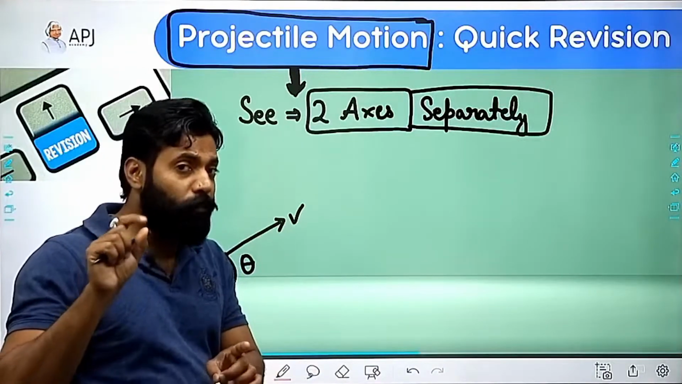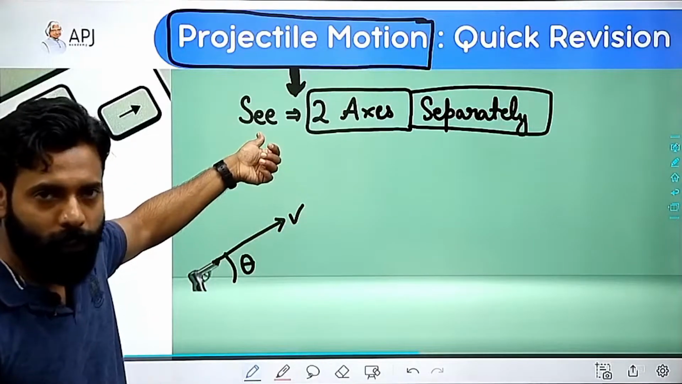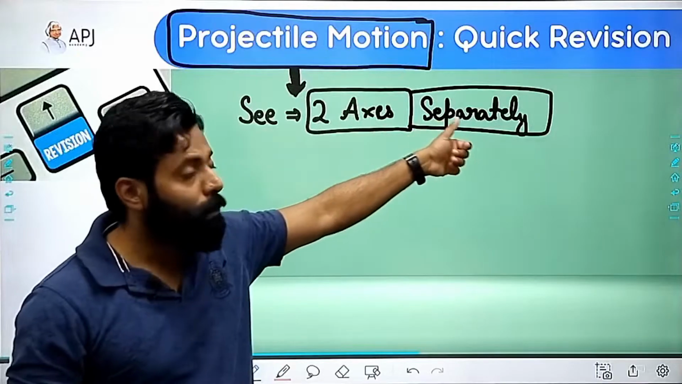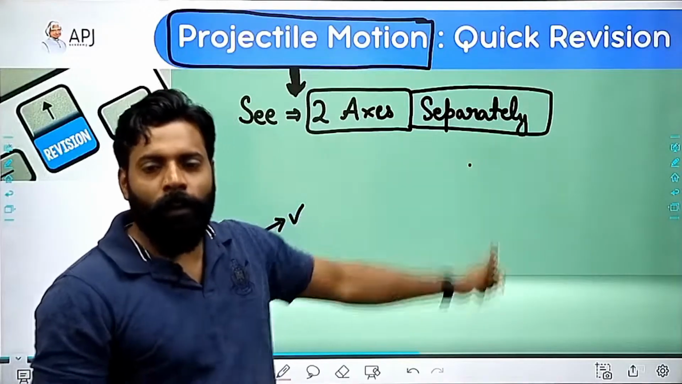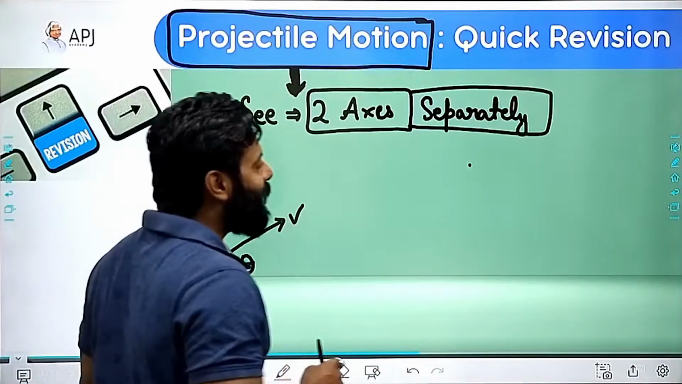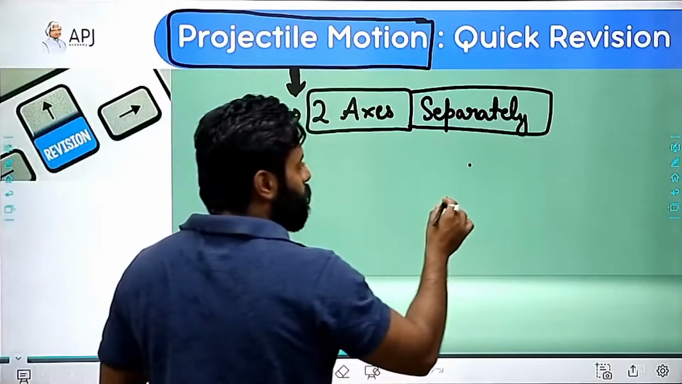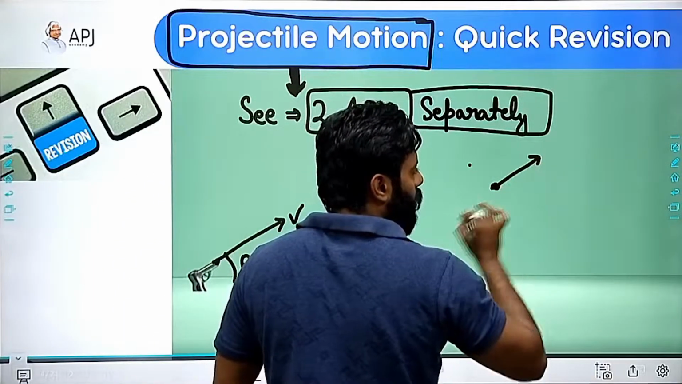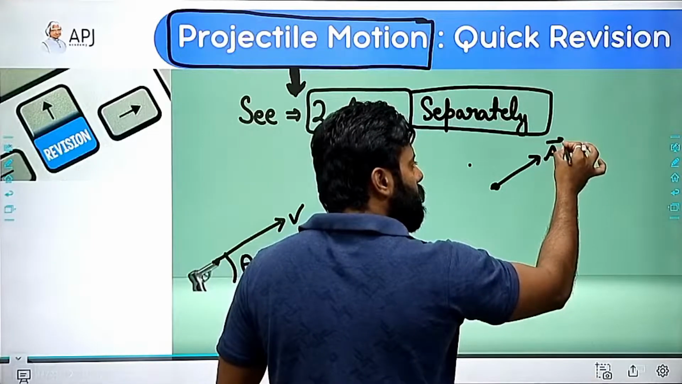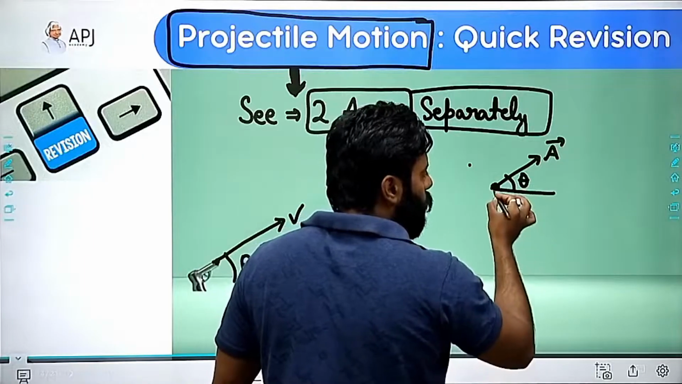The first and foremost thing I am telling you about projectile motion is that you need to see the projectile in two axes separately. I am here only to make this concept very easy for you. Imagine that you have a vector here. I am taking this vector as A. This vector makes an angle theta with the horizontal.